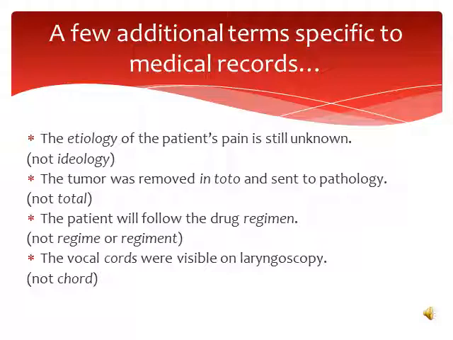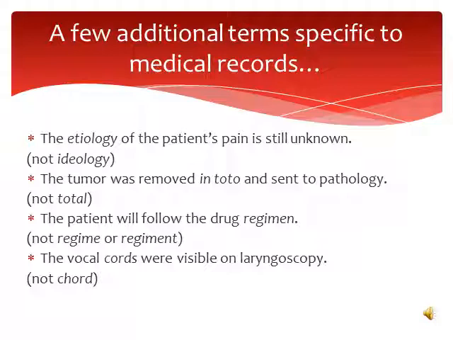The next one, the tumor was removed in toto and sent to pathology. It's going to sound like total, but it's not. When we're talking about something being removed or totally removed, we're referring to a specimen or a sample in which the entire tissue piece is submitted. It's in toto, I-N space T-O-T-O, not total.